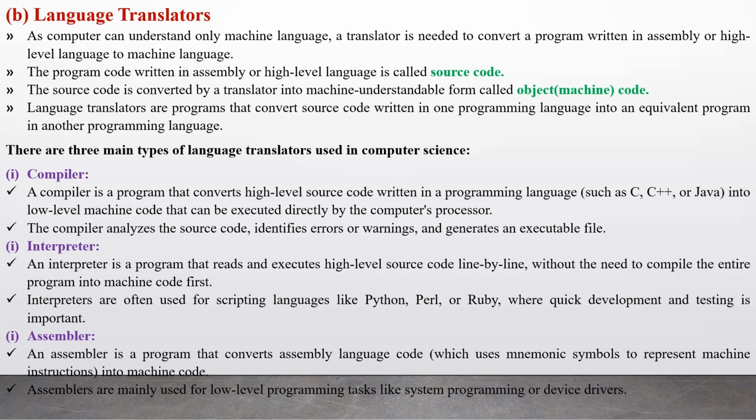Assembler. An assembler is a program that converts assembly language code, which uses mnemonic symbols to represent machine instructions, into machine code. Assemblers are mainly used for low-level programming tasks like system programming or device drivers. We have already learnt this earlier in this video. Hope you can understand it well.